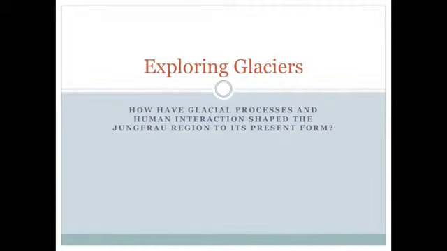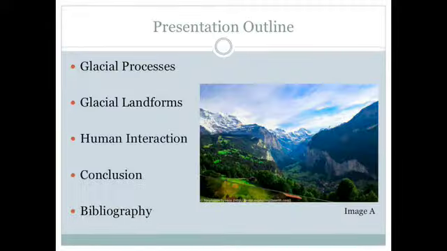I'll be discussing the research question: how have glacial processes and human interaction shaped the Jungfrau region to its present form? Now, we'll be discussing a series of topics. First, we'll go to glacial processes, then glacial landforms, human interaction, and lastly, conclusion and bibliography.